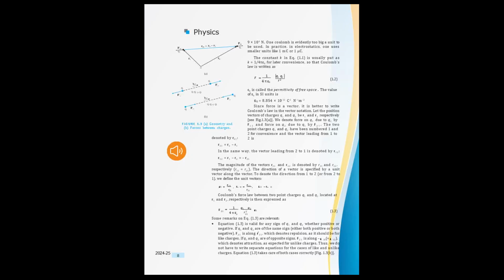Some remarks on equation 1.3 are relevant. Equation 1.3 is valid for any sign of q1 and q2, whether positive or negative. If q1 and q2 are of the same sign, either both positive or both negative, F21 is along r21 cap, which denotes repulsion as it should be for like charges. If q1 and q2 are of opposite signs, F21 is along minus r21 cap, that is equal to r12 cap, which denotes attraction as expected for unlike charges. Thus, we do not have to write separate equations for the cases of like and unlike charges. Equation 1.3 takes care of both cases correctly.